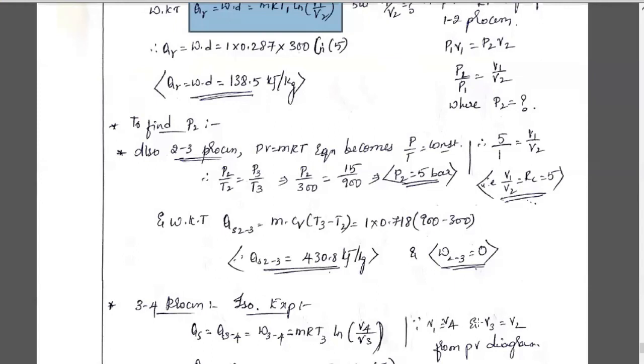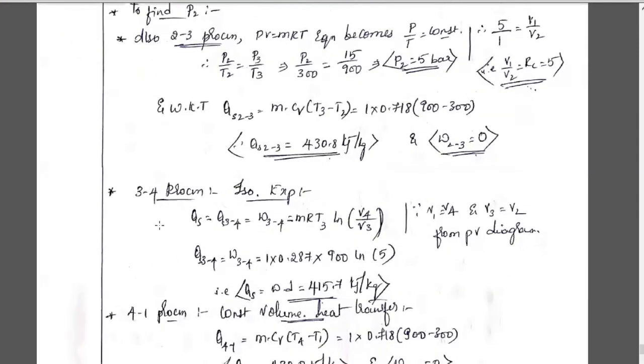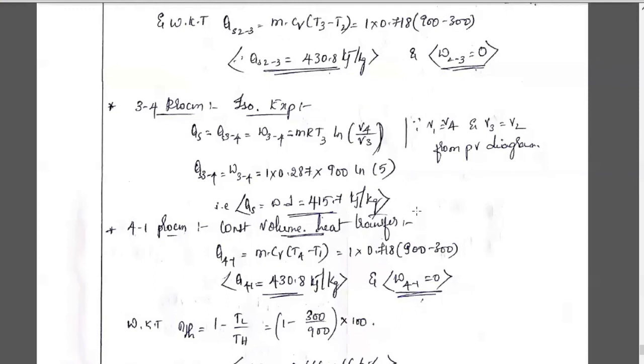Next, I go for the 3 to 4 process, isothermal expansion. In isothermal expansion, you know the formula of heat addition. So substitute that. All the values are known. V4 by V3 is nothing but V1 by V2, as from the previous PV diagram. We get the QS and that is equal to work. What about constant volume heat rejection? At constant volume heat rejection, work done is 0. So the formula is MCV (T4 minus T1). Taking that, we get Q 4 to 1 as 430.8 kilojoule.